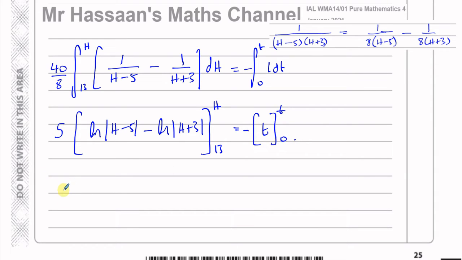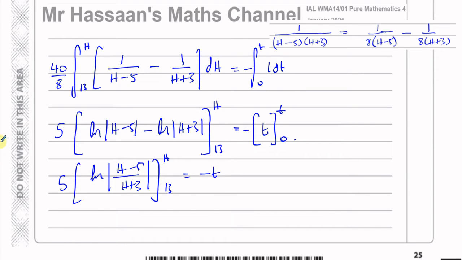Okay, so now what does this give us? Let's keep the 5 outside first. So you have 5 times, and this will be, as it is, ln of the modulus of h minus 5 minus, in fact I can make it a bit simpler first by using division. I can say this is 5 times the ln of the modulus of h minus 5 divided by h plus 3 between the limits of h and 13. On this side I can say this is going to be minus t basically, and minus t minus 0. Now I can put my values of h and 13 in here.